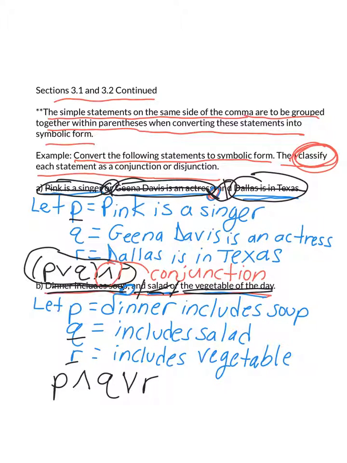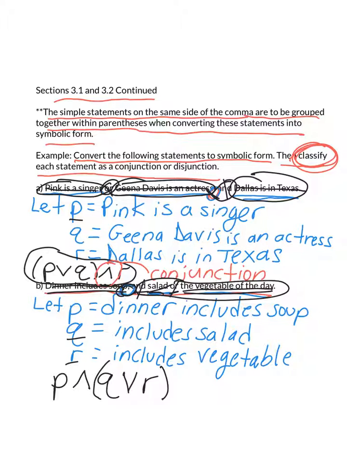Not done yet. So now when I go back and look at the comma, it strikes before "and salad or the vegetable of the day." So the last two letters representing the last two ideas need to be grouped within parentheses. So Q or R representing salad or vegetable of the day. They're both after the comma, to the right-hand side of the comma, so they do need parentheses around them.